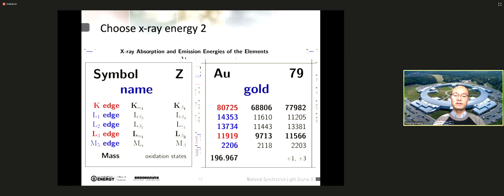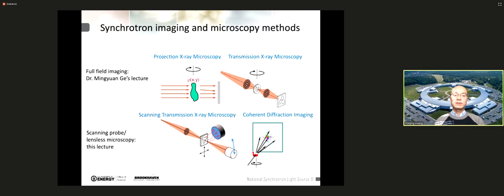Okay, so synchrotron imaging and microscopy techniques can be roughly classified in two categories. The first one is full field, including projection X-ray microscopy and transmission X-ray microscopy. These techniques were covered in Dr. Nguyen's lecture last week, maybe 2 weeks ago. Another category is the scanning probe techniques and also the diffraction-based techniques. And that's the topics we're going to cover in this lecture.